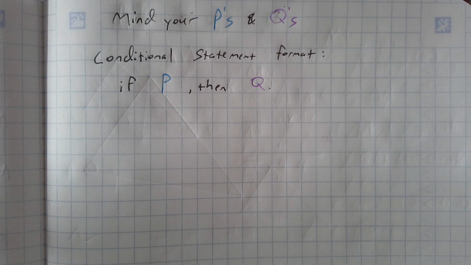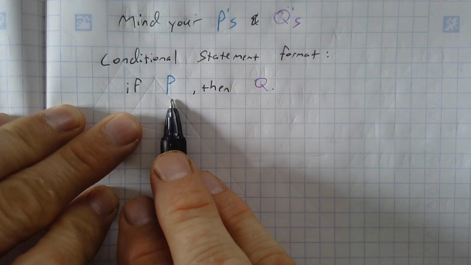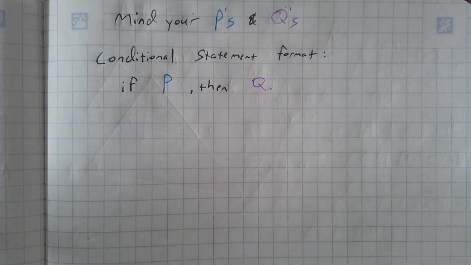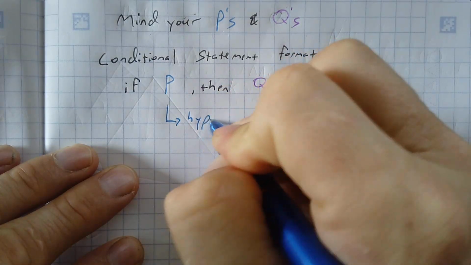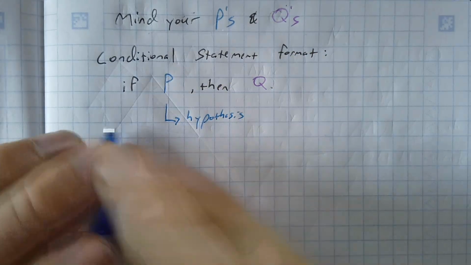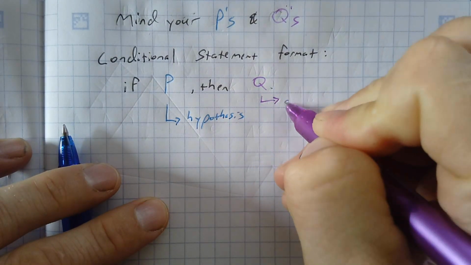All right, in this video, I'm going to talk about these conditional statement formats and how they can change around and how that changes the logic of the statement. Okay, so in the if P then Q, the P part is the hypothesis, and the Q part is the conclusion.